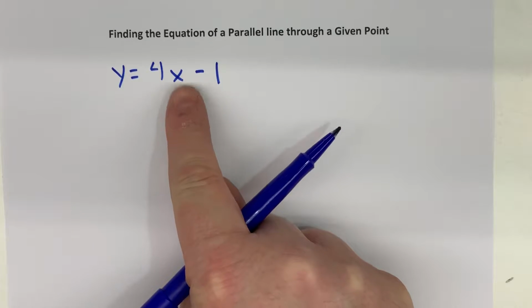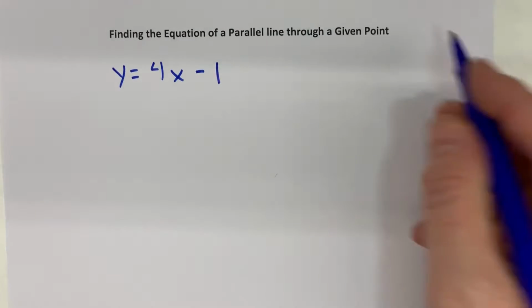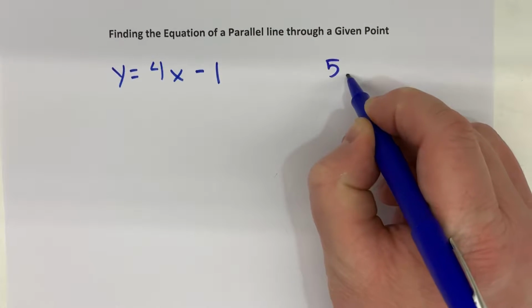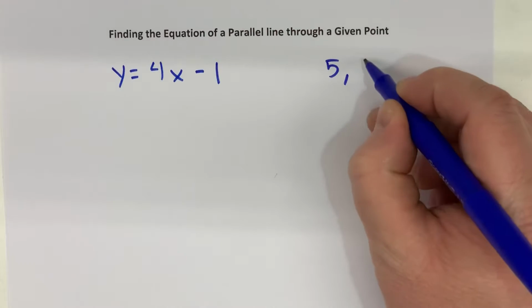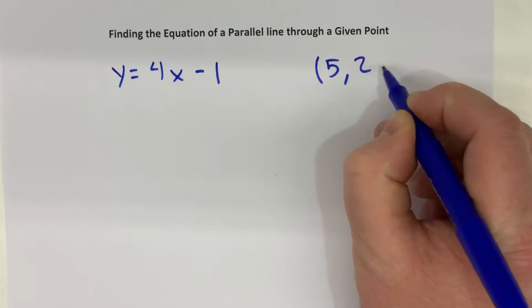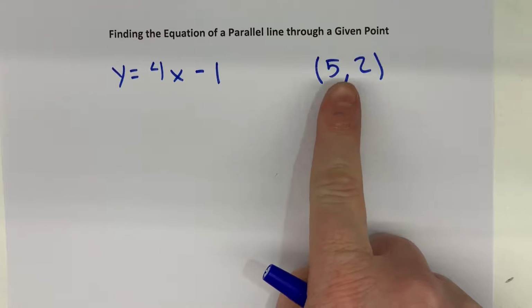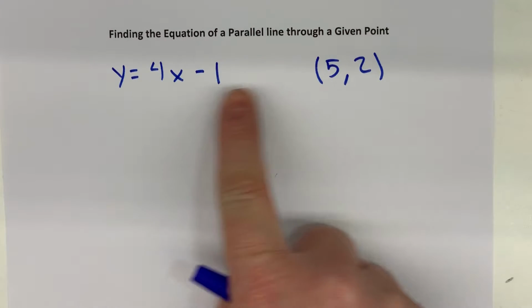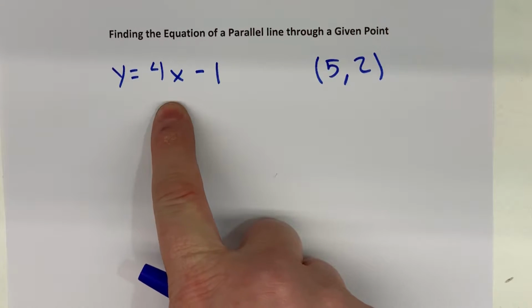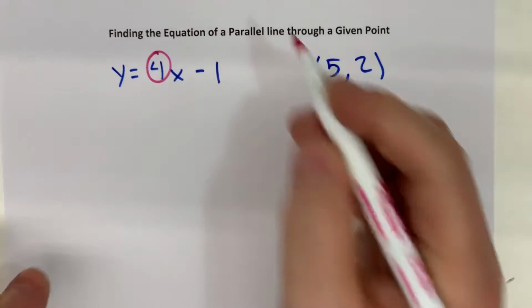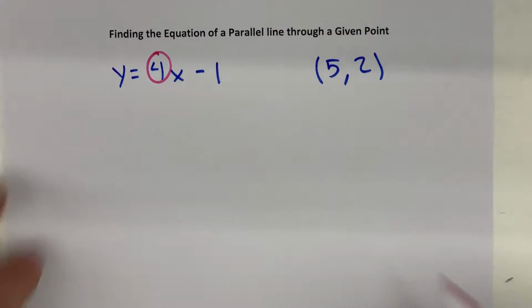I want to find the equation for a line parallel to this one that goes through the point, let's say, 5, 2. So I want the line that goes through this point parallel to this line. Well, what does parallel mean? Parallel means that they have the same slope. So my first thing is to go ahead and steal the slope out of this problem.